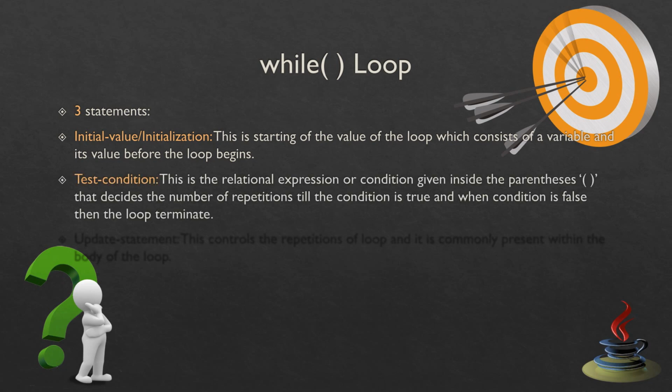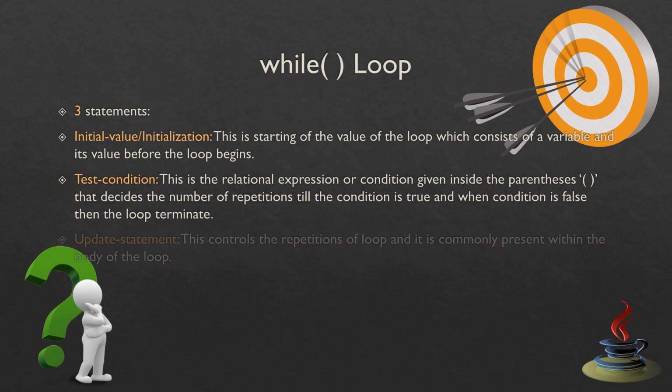Then you have to write your test condition. The test condition is the relational expression or condition given inside the parentheses, that means inside your while loop brackets. That decides the number of repetitions, or iterations, till the condition is true. When the condition is false, the loop terminates, as we did in my program.